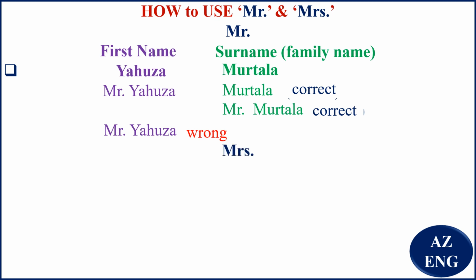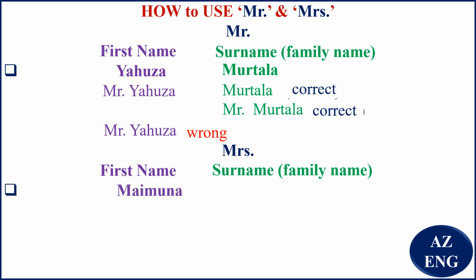Let's now move to Mrs. So here too we have the first name, the surname. So for example, the first name is Maimuna. Maimuna is a female name. It is not a male. And the surname is Sadiq, for example. So even if we have Maimuna Sadiq, not that one. This one is an example.